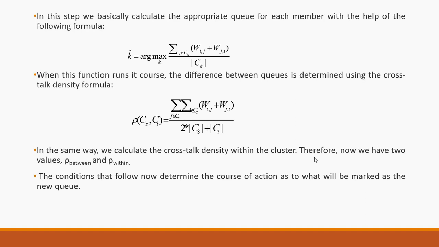When this function runs its course, the difference between the queues is determined by using the crosstalk density formula that I said I would show you later in the slide. So this is the formula by which we calculate the crosstalk density. In the same way, we calculate the crosstalk density within the cluster. Now therefore, we have 2 values, rho between, that is between the clusters, and rho within, that is amongst the clusters. The conditions that follow now determine the course of action as to what will be marked as the next queue and what to merge.